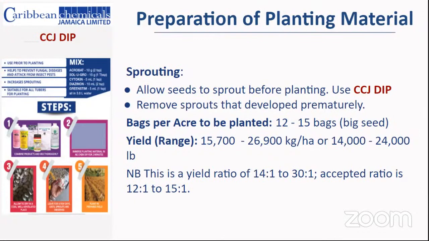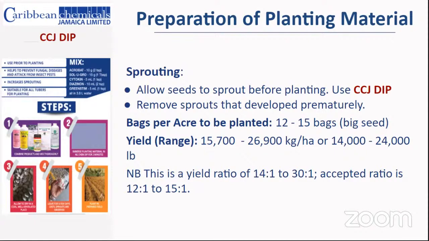Remove the sprouts that may have developed prematurely. So, for example, you're not looking to plant in another, say, 2 weeks, but you buy your potatoes and the sprouts growing through the bags are long, like 3, 4, 5 inches long. You can remove those sprouts and allow the plant to send up new, younger, more vigorous sprouts, because a lot of those older sprouts may have been damaged or infected or affected, and they're not going to grow as well as they should.